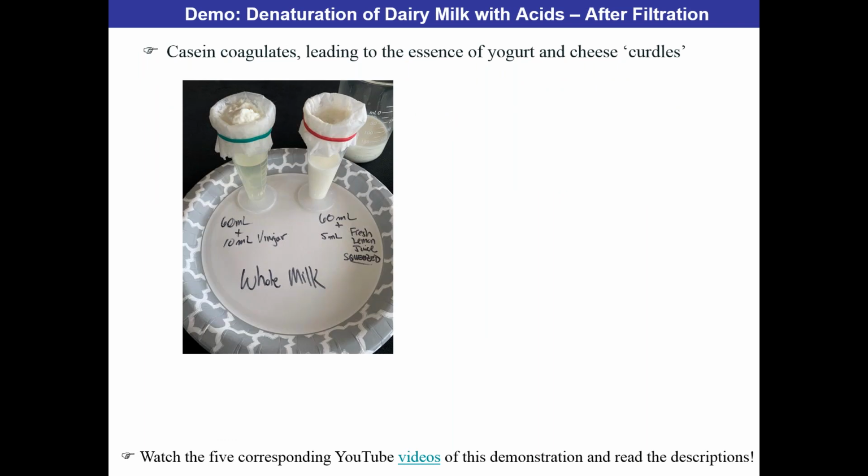So that was before filtration. Take a look at this. Look at the clarifying liquid that's able to pass through after I applied the vinegar to the milk. You have this coagulated mess that sits up on top in that filter paper there.